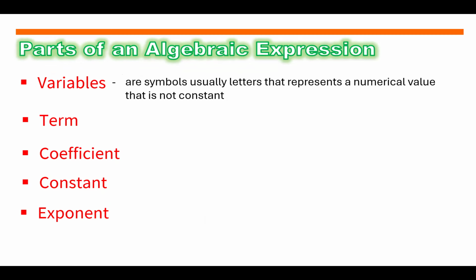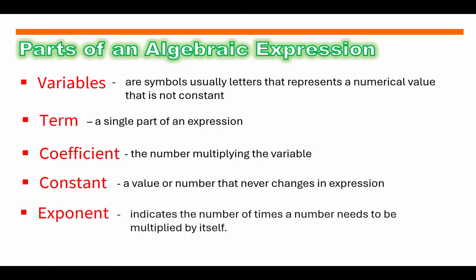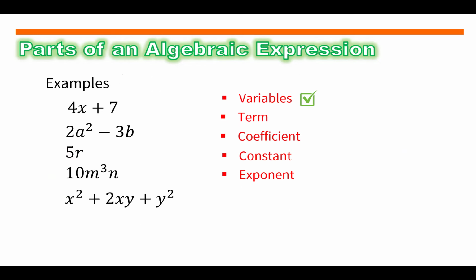When we say variables, they are symbols, usually letters, that represent a numerical value that is not constant. The term is a single part of an expression. Coefficient is the number multiplying the variable. Constant is a value or number that never changes in an expression. And the exponent indicates the number of times a number needs to be multiplied by itself.